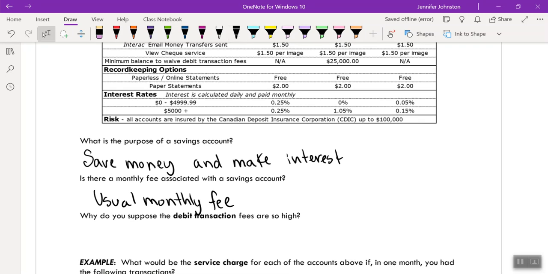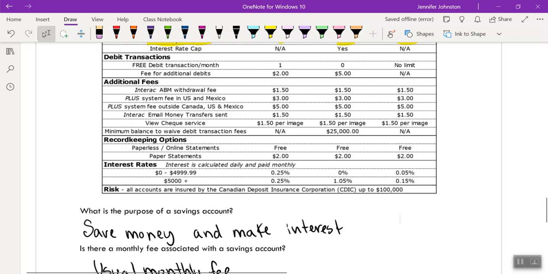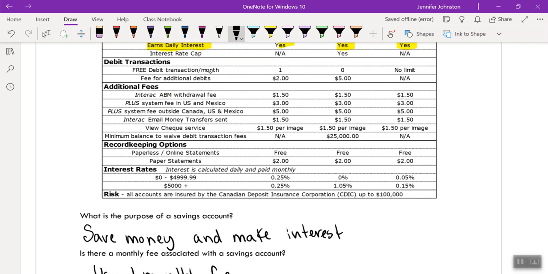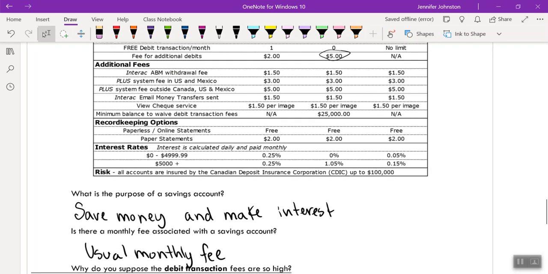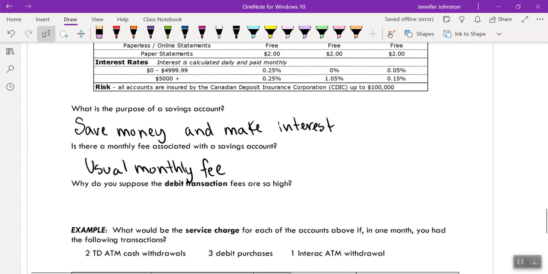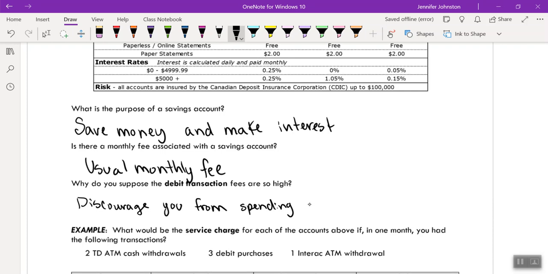Then why do you suppose the debit transaction fees are so high? Why do you think it's like $5? If you make a mistake a couple of times, oh my gosh, you're already out like 20 bucks. And this is because they want to discourage you from spending your money from your savings.